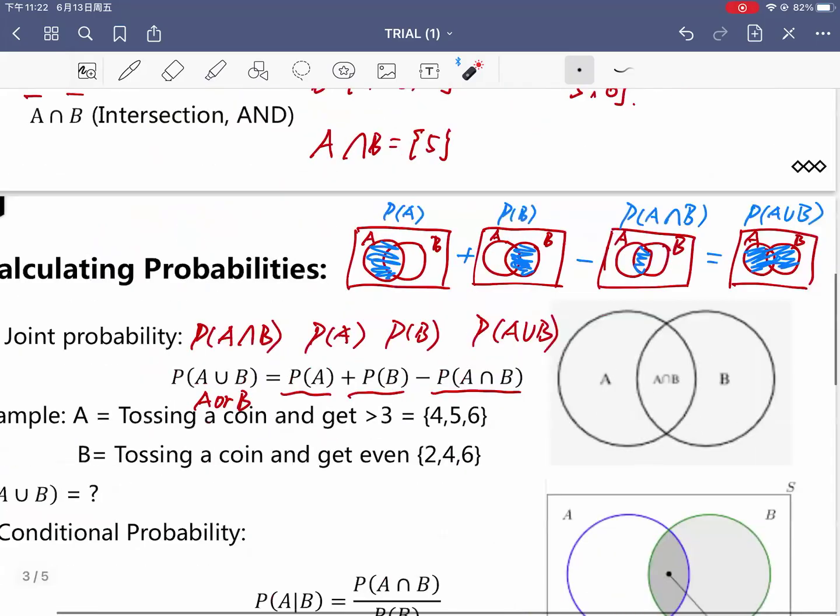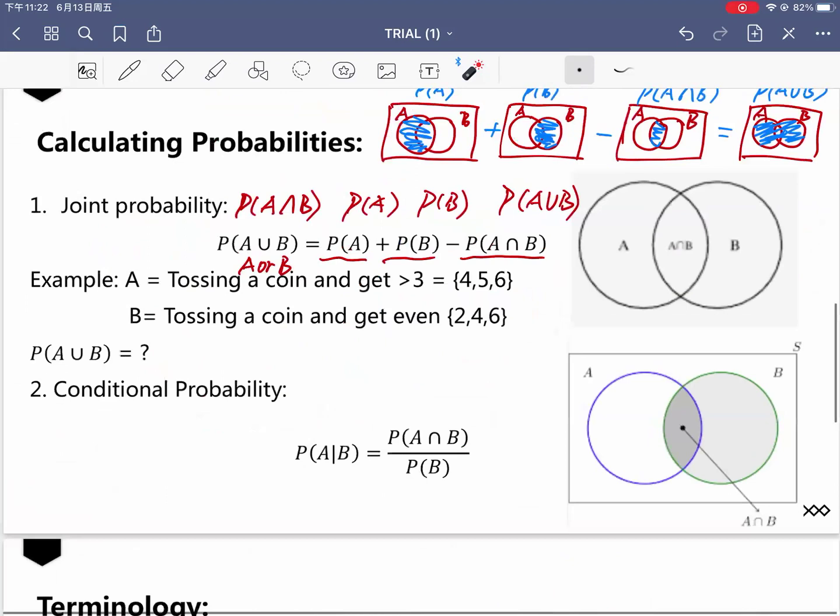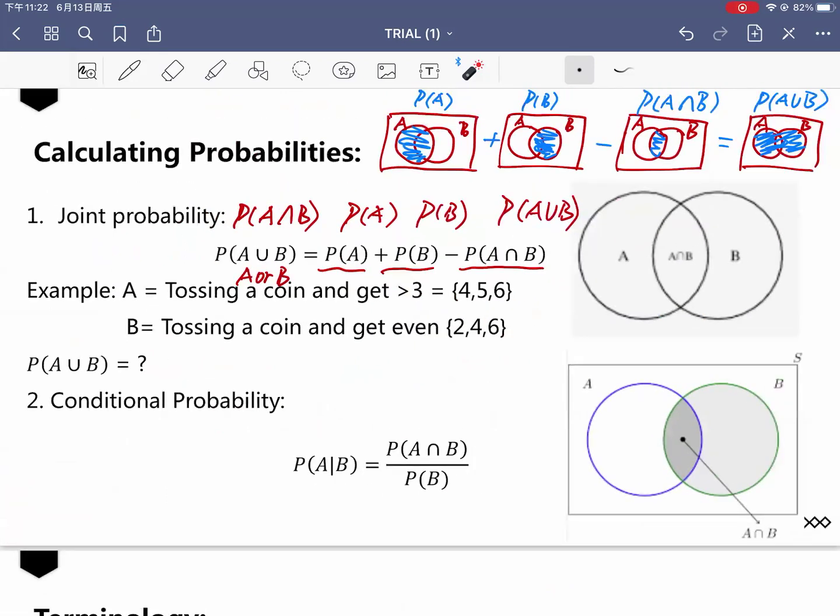All right, the next thing is an example. Suppose that A is the event where we toss a die and get a number greater than 3. From past experience, we know it's going to be 4, 5, 6, right? Only these three numbers are greater than 3. Now suppose B is the event where you toss a die and get an even number. That's going to be 2, 4, 6, right?